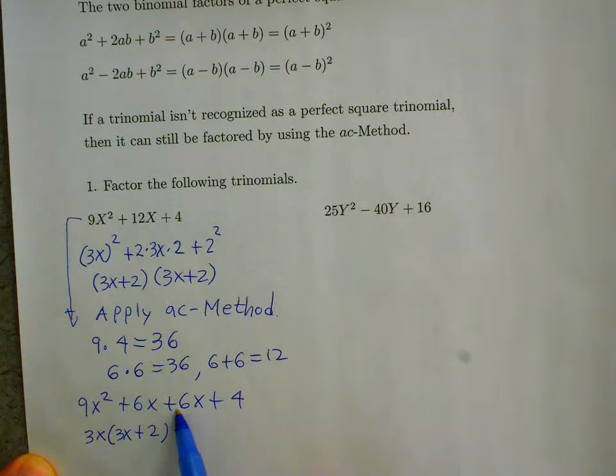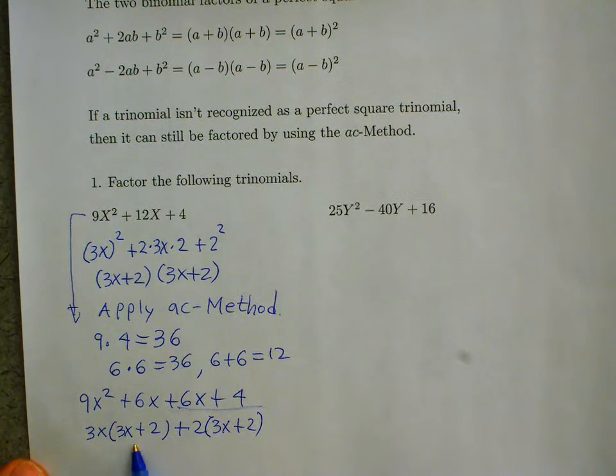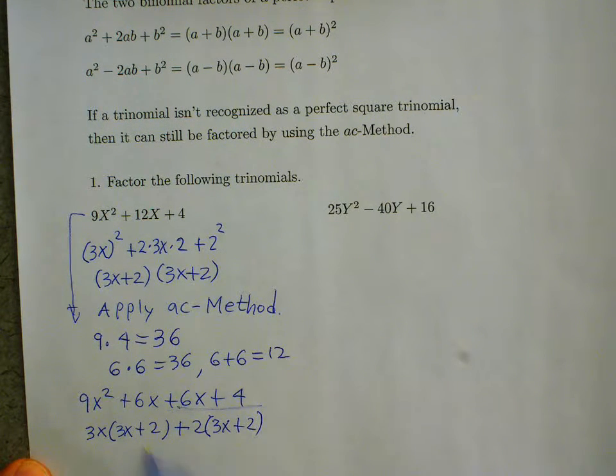In the third and fourth terms, factor that by grouping. Out of 6x plus 4, the greatest common factor is 2. And in the binomial, 6x divided by 2 is 3x, and 4 divided by 2 is positive 2. And then the last step, since the binomial factors match, we factor out 3x plus 2. The other binomial is 3x plus 2.